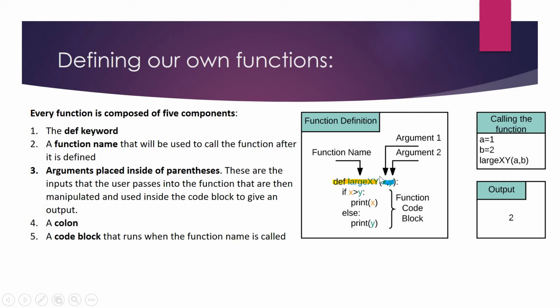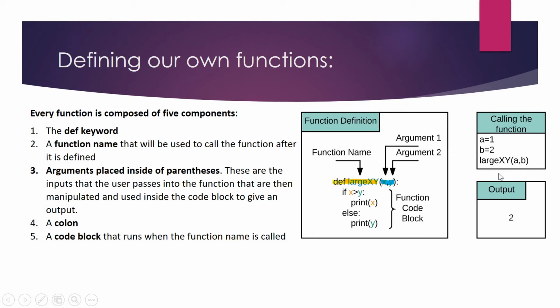Now that's the definition of our function. If I just left it at the definition and didn't actually call the function, nothing would happen. So I actually have to call the function after I define it. This would be below our function, and then if we went over and called the function, I'd maybe declare 2 variables, a equals 1 and b equals 2, and then I say large XY, which is my function name. I'm calling my large XY function, and then I put in a and b as inputs. So a would be x in this case, and b would be y.